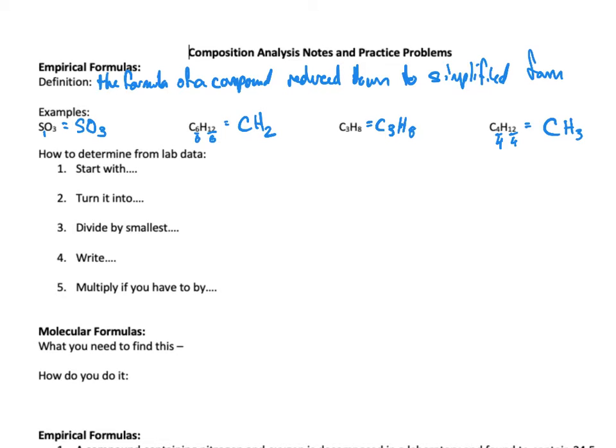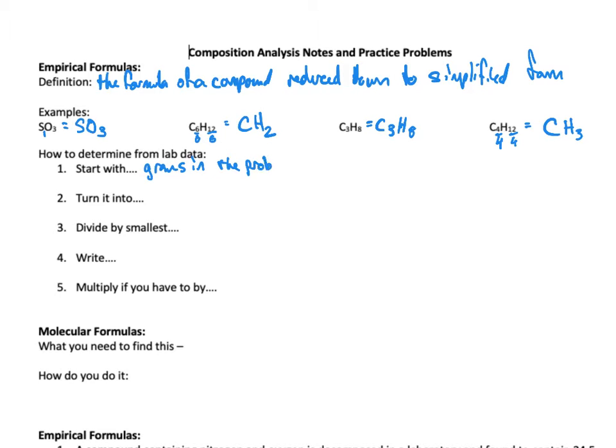Now that's not what we typically do. What we typically have to do is figure out what the empirical formula is from lab data. This is what I went over with the empirical formula packet, but I have most of those, so you can't really get started on stuff since I have it. The first step is that you're going to start with the grams in the problem.